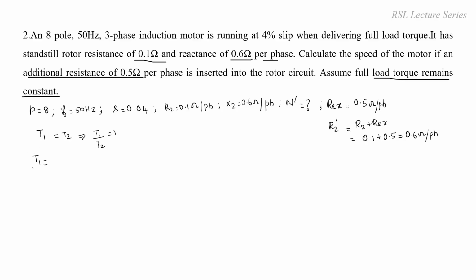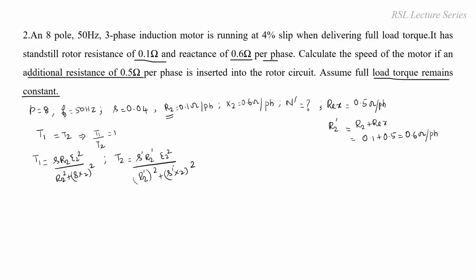T1 is nothing but the torque corresponding to the normal rotor resistance value. In that case, with slip S, it is S into R2 into E2 square divided by R2 square plus (S X2) whole square. Similarly, in the second case, we have added the additional resistance. So the slip becomes S dash, resistance becomes R2 dash, E2 square remains the same, divided by R2 dash square plus (S dash into X2) whole square.